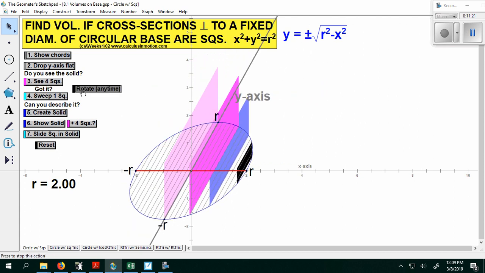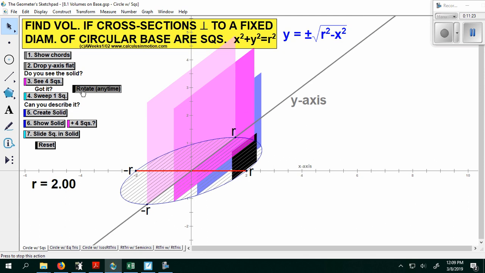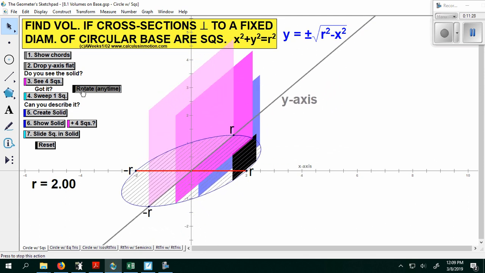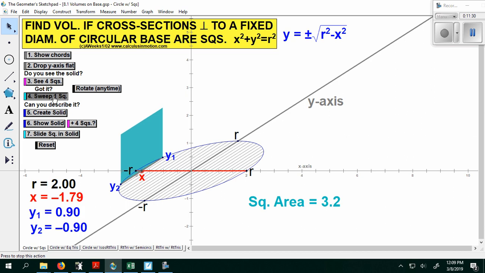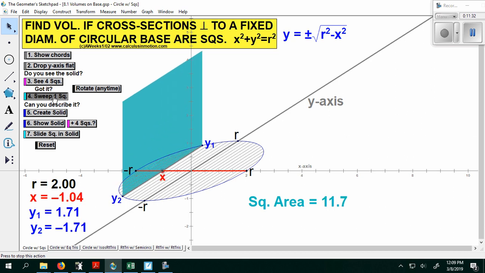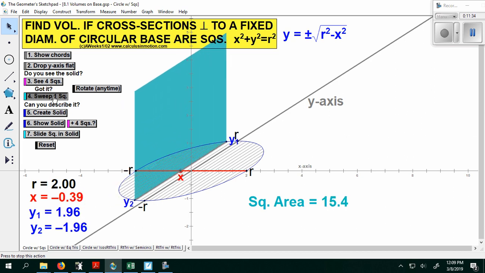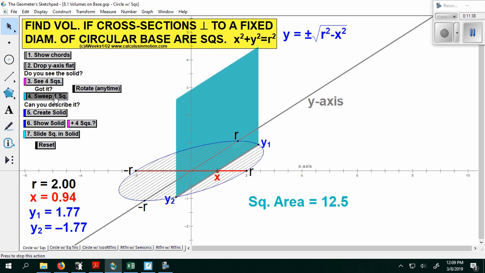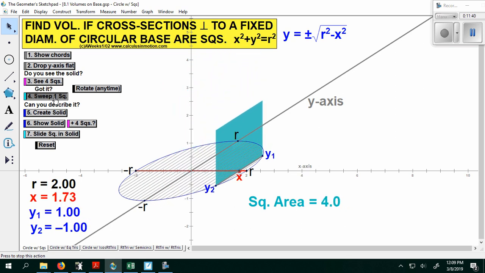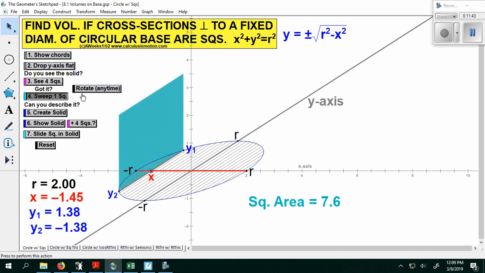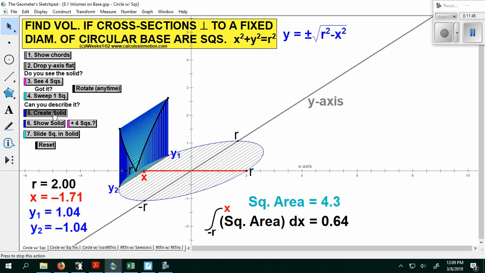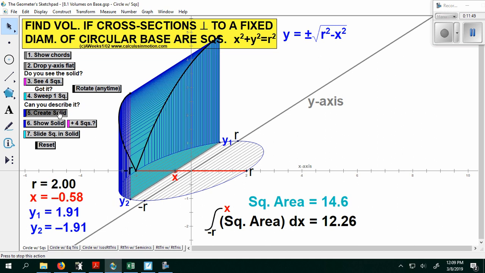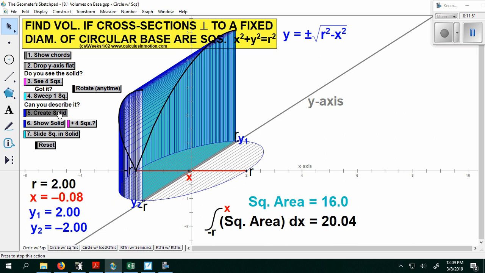Rotate so you can see that those squares are on top of that base circle. Sweep one square through so you can see what this looks like. So I have one square sort of sweeping through the base. These are all my many, many cross sections of the solid. I'm going to create the solid. So now I'm sweeping the square through, but I'm not erasing it after it leaves the previous location.